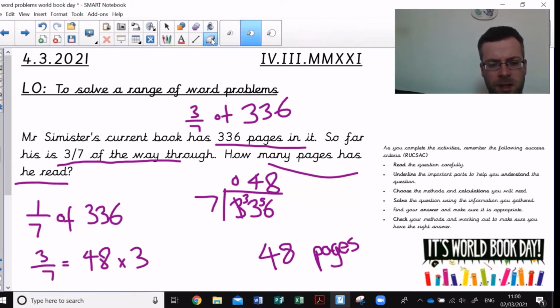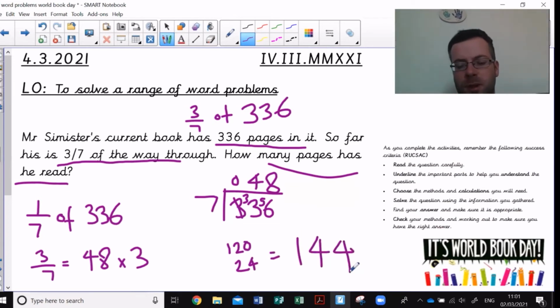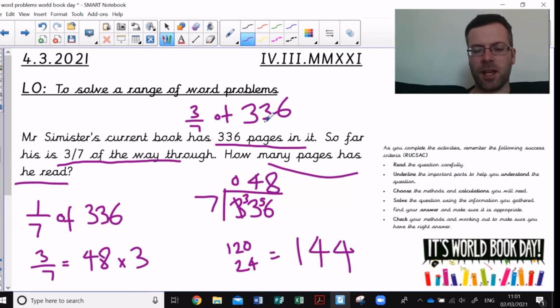So just need to make a bit of space. Well, 40 times 3 is going to be 120. 8 times 3 is going to be 24. So my answer is 144 pages. Now that does make sense, because that's just a bit less than halfway, which I would suggest would make sense if I've done 3/7. I'm confident that that is right.